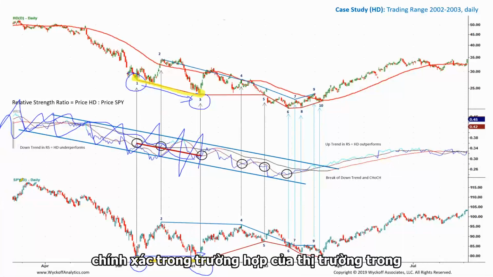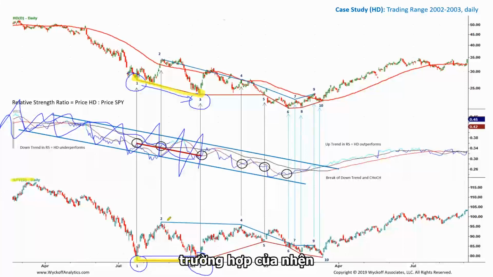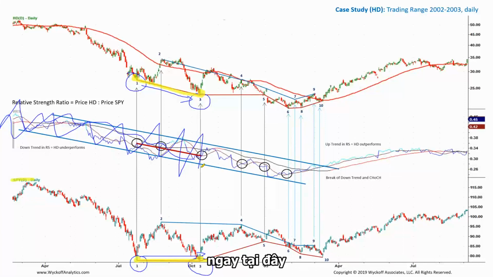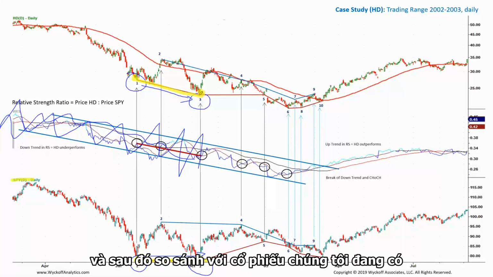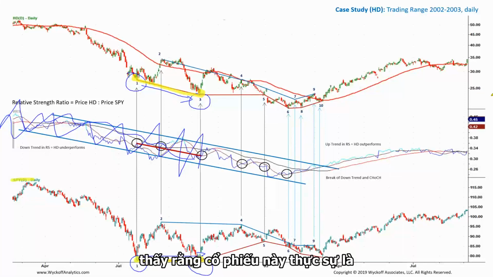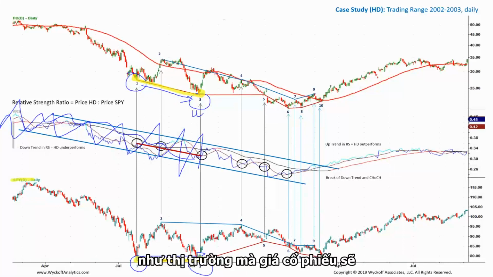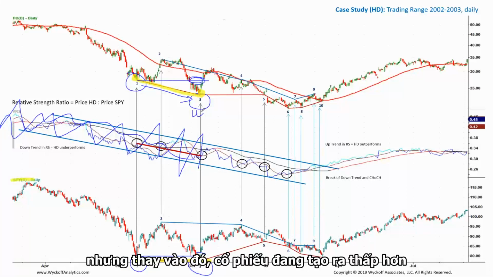In the case of the market, in the case of the Spiders, we have a double bottom. It's a flat line right here. And compared to the stock, we're seeing that the stock is actually making a lower low instead of being flat. If the stock would behave the same way as the market, the stock price would stop somewhere here, and that would be a comparative parity with the market. But instead, the stock is creating a lower low.